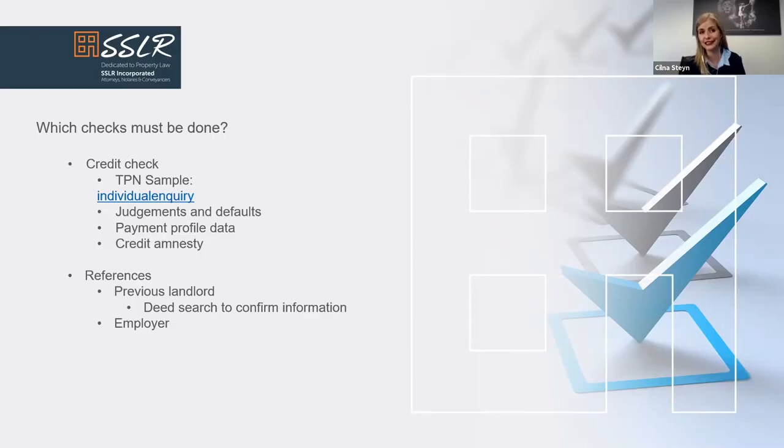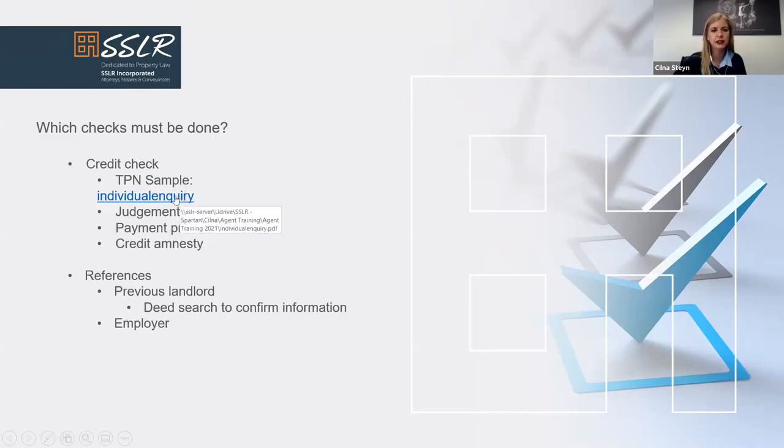What a credit amnesty does is it wipes away all your judgment and default data from our credit bureaus. So now what? How do we do vetting then? The only thing that gets left behind is your payment profile data. Now, TPN does collect payment profile data from all of their users, so it's a very broad spectrum of payment profile data collection. And I think without that, you are definitely at a high risk.